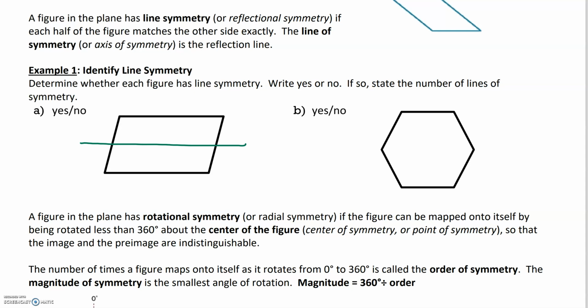And no, because this point here is longer, so it would be up here, and this point would be right in here. So it would not match up. So this one does not have line symmetry. This one does have line symmetry, so we're going to go ahead and draw the lines.